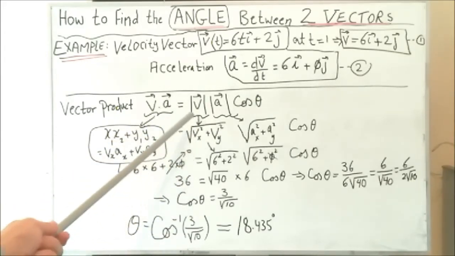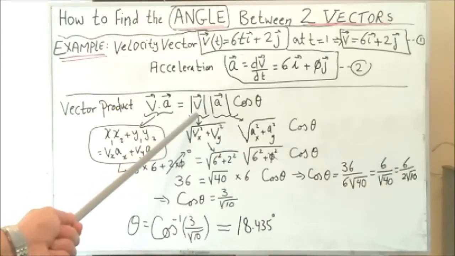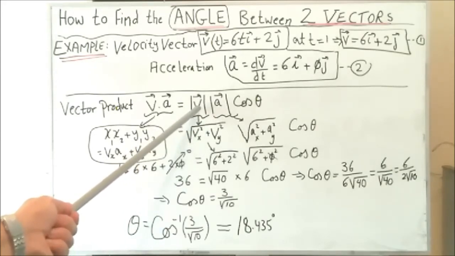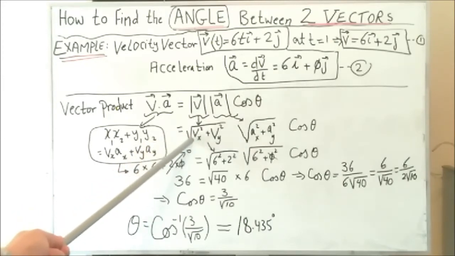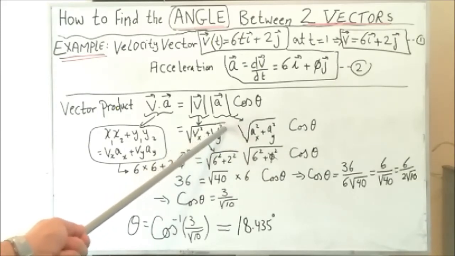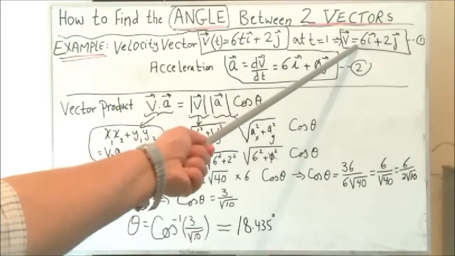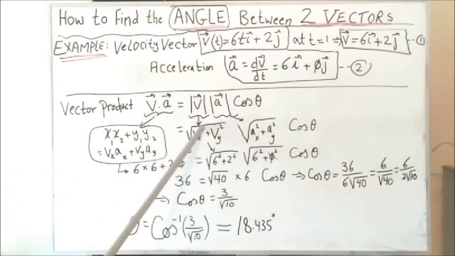But on the right hand side now, it's the magnitude of vector v. What's the magnitude of vector v equal to? It's equal to the square root of vx squared plus vy squared, or x squared plus y squared. So if we sub here, for vector v, its x is 6, so we have 6 squared, plus its y is 2, so plus 2 squared.